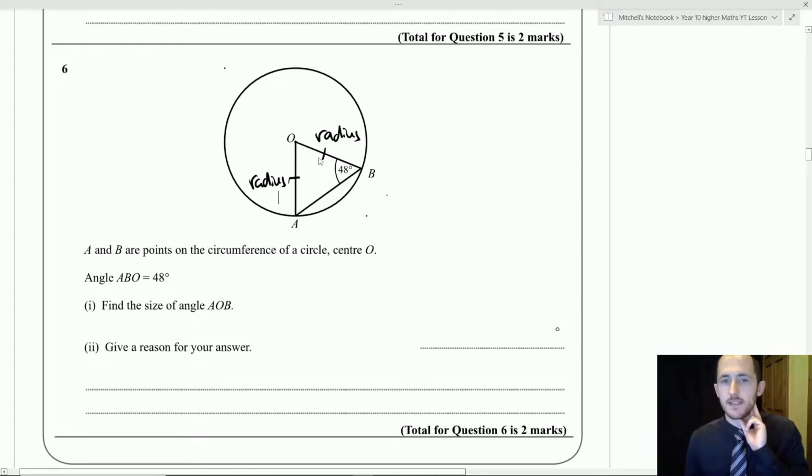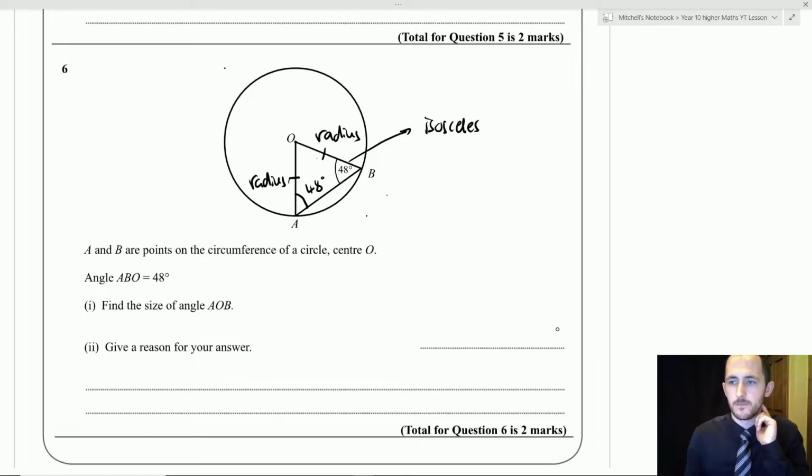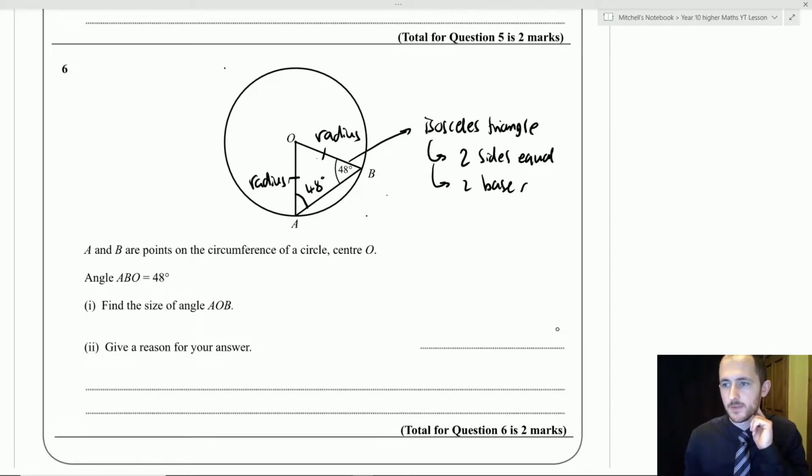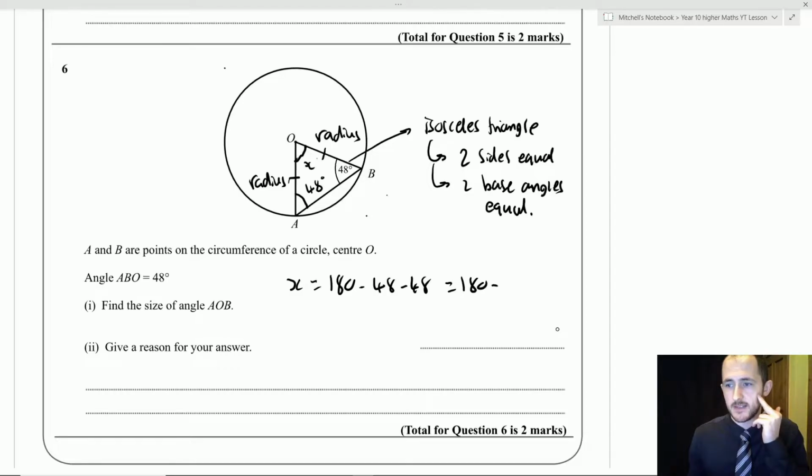So if those two things are radii, then this angle here has to also be 48 degrees because this is now an isosceles triangle. Remember, an isosceles triangle has two sides equal, which means the two base angles are equal. Now, if we're looking for the angle AOB, that's this angle here, which again I'll call X. X is just going to be 180 minus 48 minus 48. So that's the same as doing 180 minus 96, which is 84 degrees.